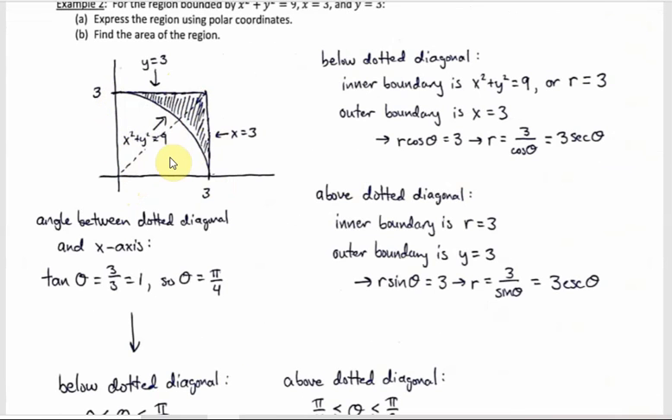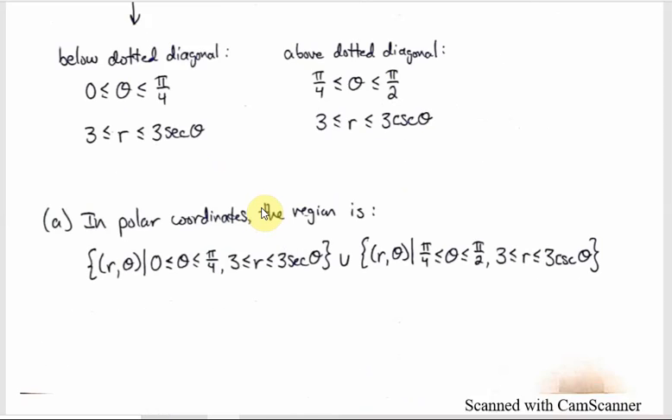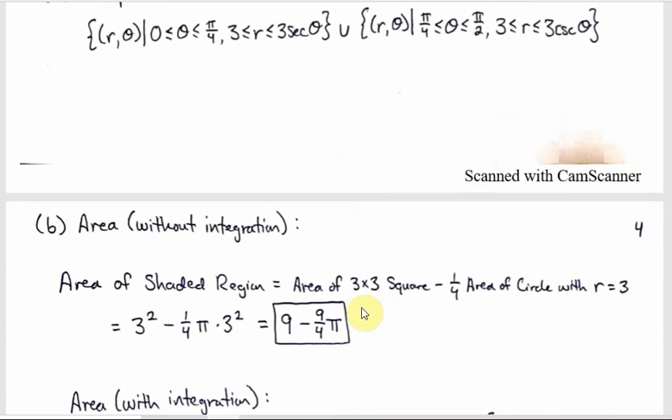We know how to get the area of a circle, right? Pi r squared. So that's basically what I did down here, where I said, well, it's the area of a 3 by 3 square minus 1/4 the area of a circle with a radius of 3. So square area minus 1/4 circle area, you get 9 minus 9/4 pi.